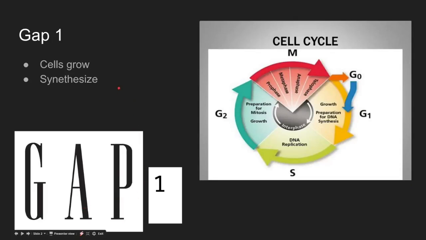The first phase in the cell cycle, or interphase, is gap 1. Gap 1 is when the cells grow and develop a little bit more, and then they'll synthesize proteins or RNA. Here you see gap 1. It's a very large portion of the cell cycle.